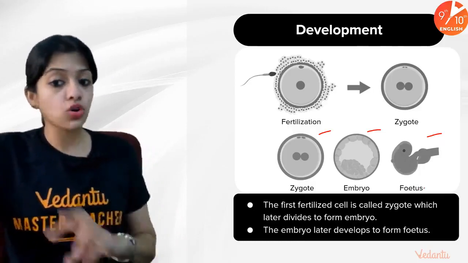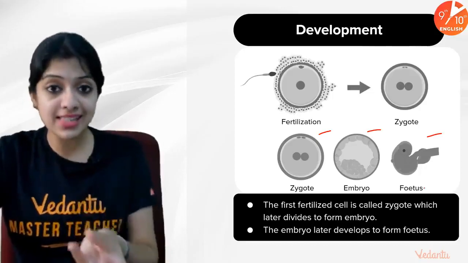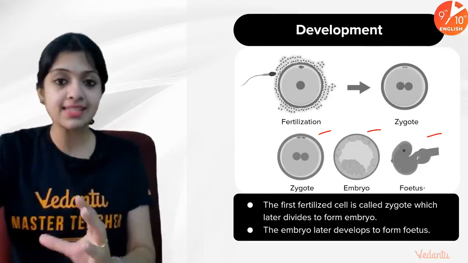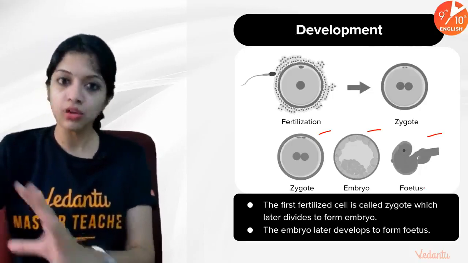Okay, so this is how it occurs. Remember, children, embryo and fetus are not synonymous. The initial few weeks of pregnancy is when we call it embryo. After about 8 weeks or so, we call it the fetus.